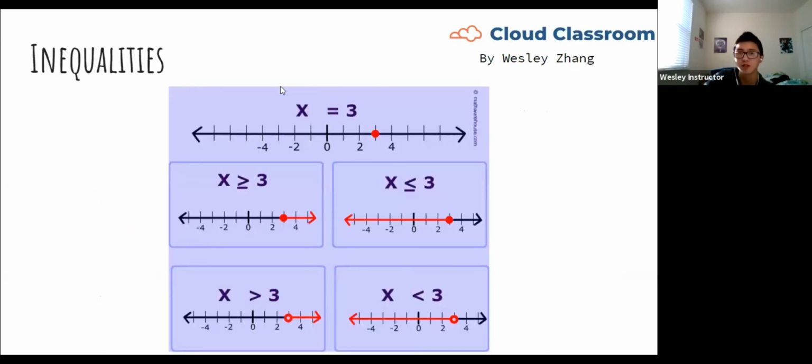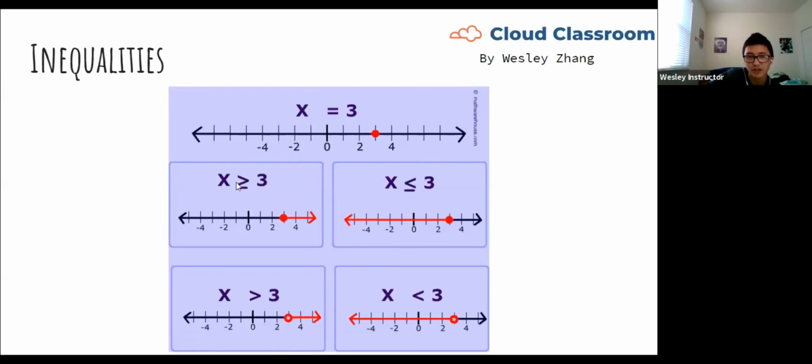Inequalities. So not much different from equations, except there's no equal sign. There are these symbols, the bottom four. So the top left box, x is greater than or equal to 3. This is a greater symbol because, if you guys can't remember, it's like an alligator. The alligator always wants to eat the greater one. So that's how I remember it.